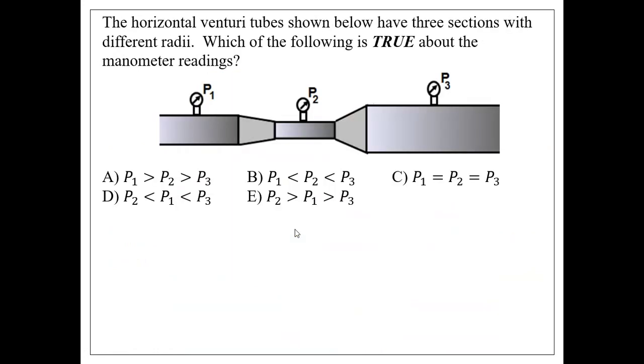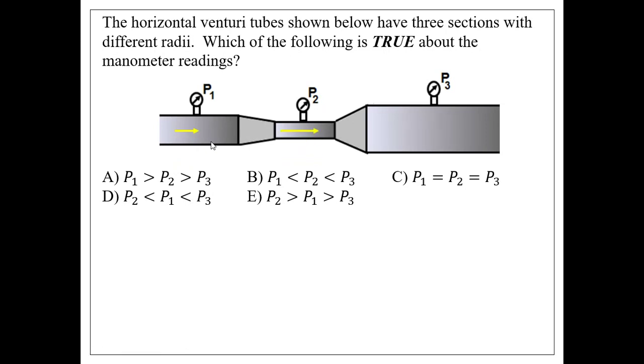Let's go ahead and do this one. So this one says a horizontal venturi tube shown below has 3 sections, and it wants us to figure out which of the following statements is true based on the reading. For this one, as you can see, there are 3 different segments of pipe. So here I'm just going to start from left to right.